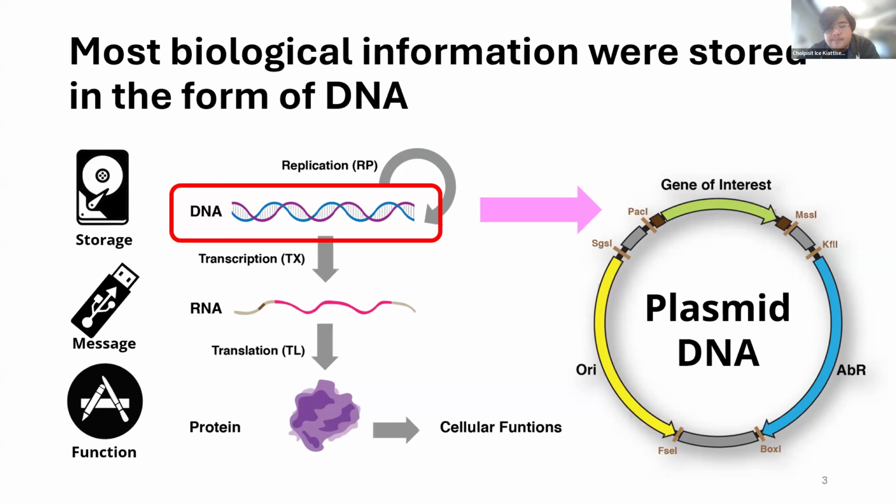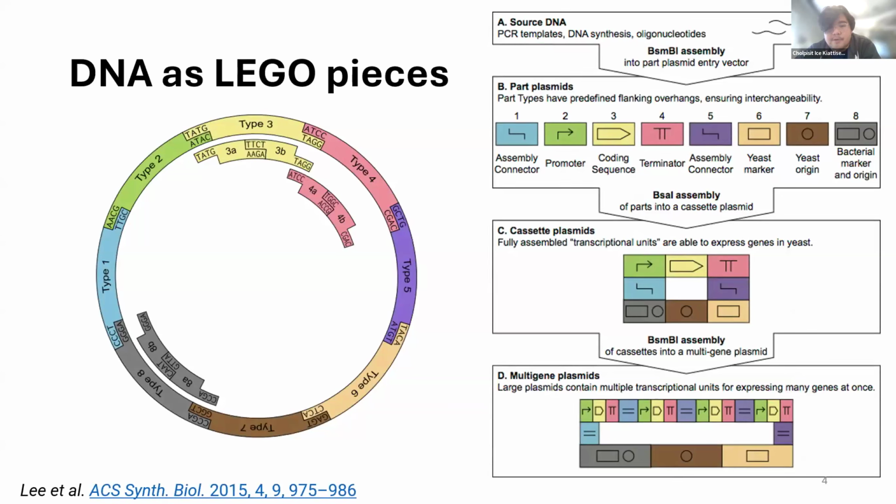To be specific about the biotechnology processes in the past 20 or 40 years, most of the DNA that we are working on is usually passed through the form of plasmid DNA, which is a circular DNA that we use to engineer. And to visualize this plasmid DNA even further, you can segment it into Lego pieces.